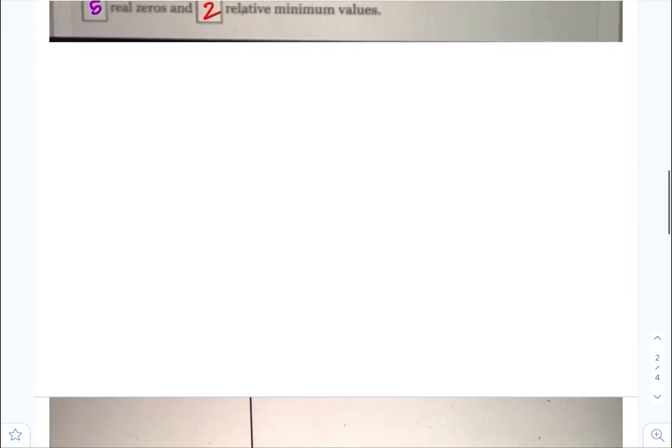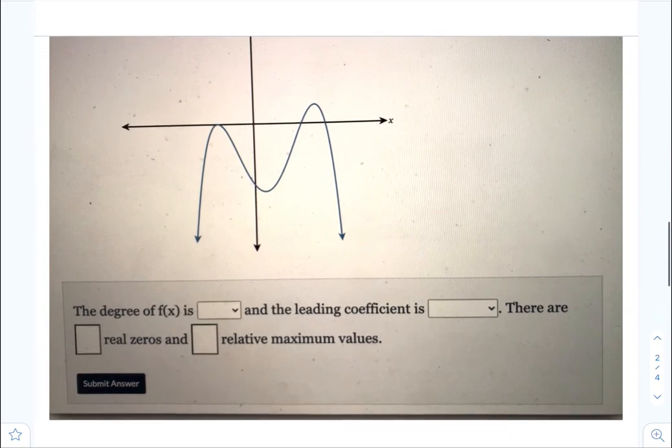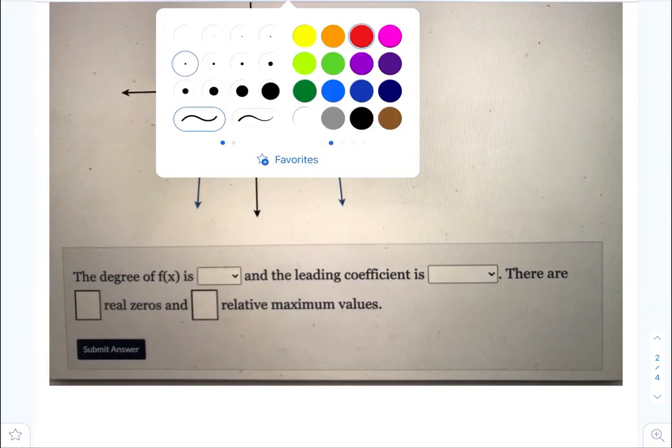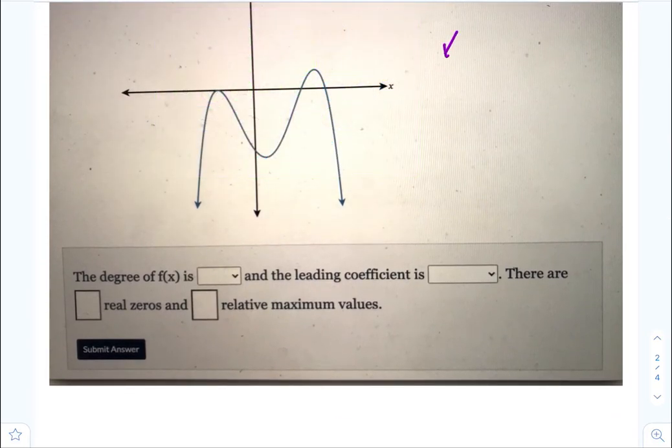Okay, right here. Okay, look at the end behaviors, you guys. It's going down, down again. So that is a negative coefficient, and it's an even power. So the degree of f of x is even. The leading coefficient is negative.